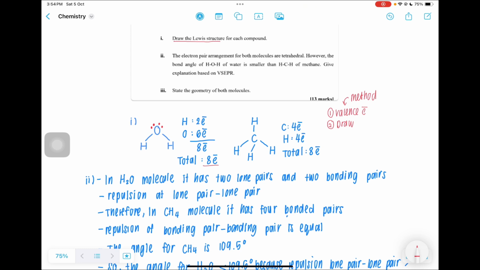So as we know, one bonding pair consists of 2 electrons because they share. So here we can state that 2 plus 2, here also 2, it consists of 4 valence electrons. So another 4 valence electrons will be 1 lone pair and another 1 lone pair.